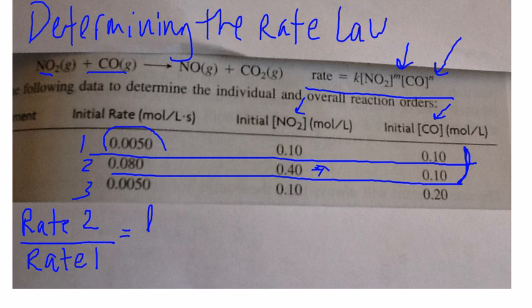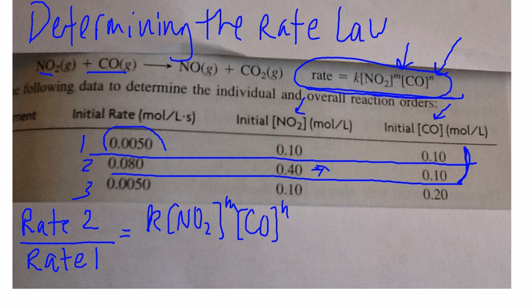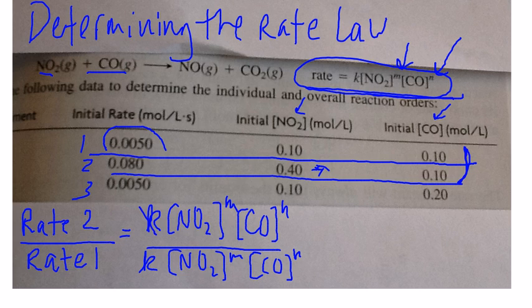And the rate expression for rate 2 is, using this expression here when I'm writing this, K times the NO2 raised to the m power times the CO raised to the n power over K times NO2 raised to the m power and CO raised to the n power. Now, several of these things just cancel right out because they're the same. K divided by K is going to be 1. If I don't change the reaction temperature, the K remains the same for both of these reactions.